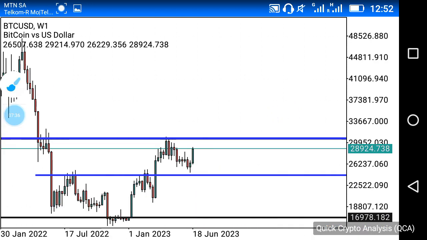What else do we see on the weekly chart that we should be paying attention to? On the weekly chart, I don't see much really. So what I will do, guys, is head down to the daily chart.